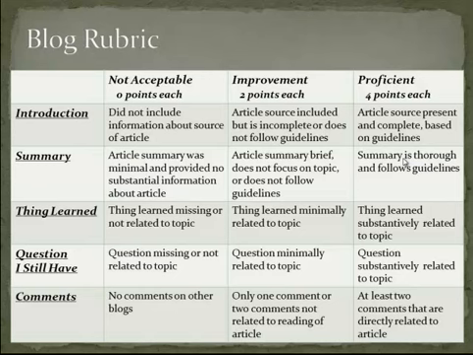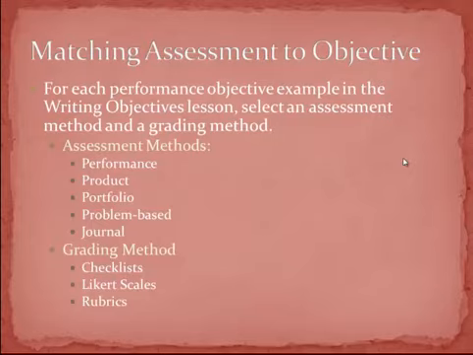Once I've graded each one of those performance criteria, I add up all the total points, and that's their score for that blog. So let's look at matching assessments to objectives. We're going to look at the performance objective samples from the writing objectives lesson, and then select an assessment method and a grading method. I'm going to tell you right now, there's no right answer on this. I'm going to give you some time to do each one, then I'll give you what my answer is.